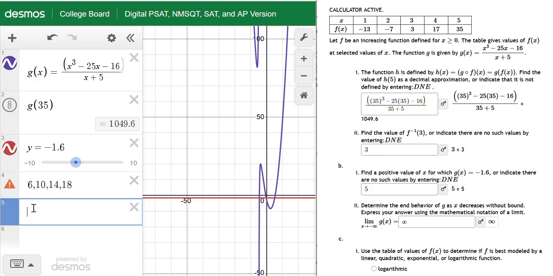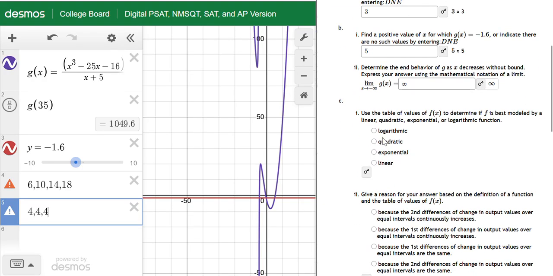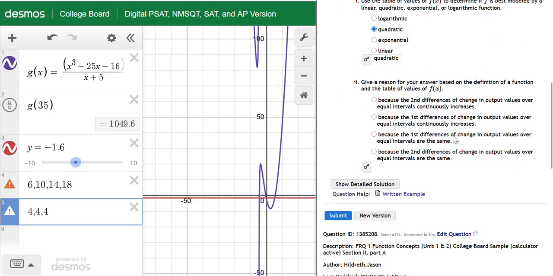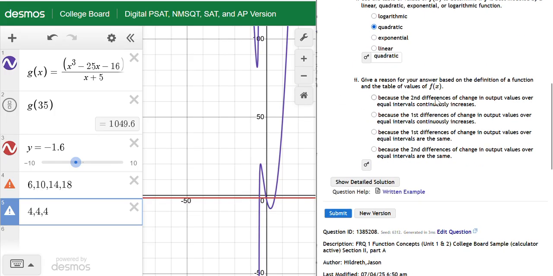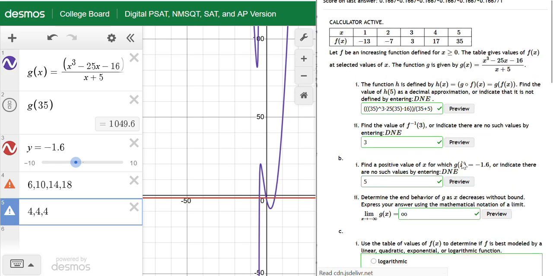And so we see that it's not a linear function because all of these numbers would be the same. If we look at the next set of successive differences, 6 to 10 is a difference of 4, 10 to 14 is a difference of 4, 14 to 18 a difference of 4. So if you have a constant change in the second set of successive differences, then you have a quadratic function. So that is going to be our answer here. And the reason is, the second differences of change in output are the same. So that would be this option right here. And there would be my solutions.